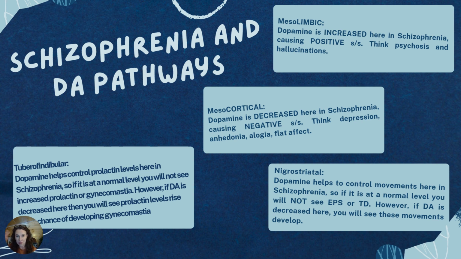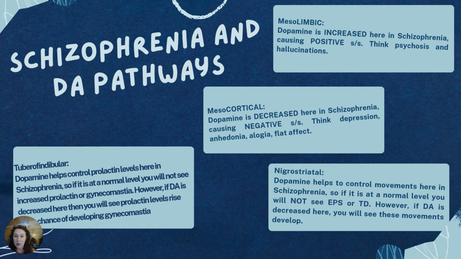That emotional area. So if we have dopamine that is increased in this area, remember, what do we have? An increase in positive symptoms. Your typical, what you would think of with schizophrenia. You're going to have like the psychosis, the hallucinations, the delusions. That is the mesolimbic area because it has an increase in dopamine.